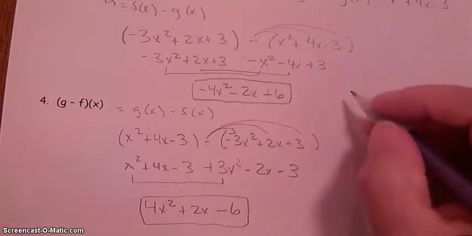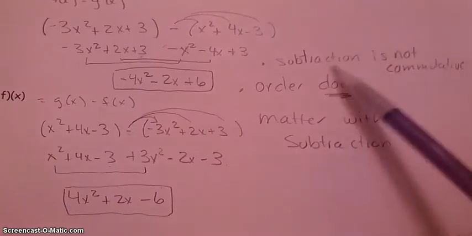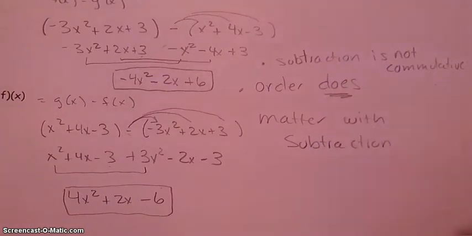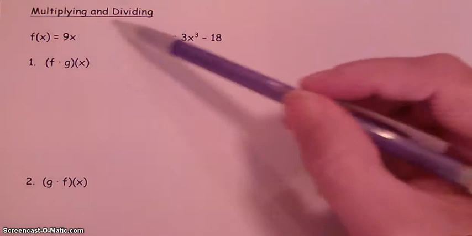So I'm just going to write that down. Okay, so I wrote that down here. Subtraction is not commutative. Order does matter with subtraction. Alright, so this time we're going to look at multiplying and dividing.